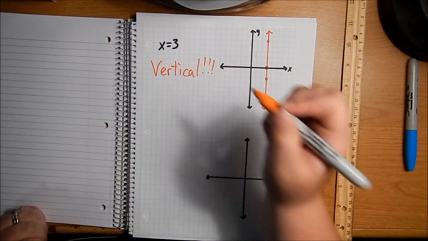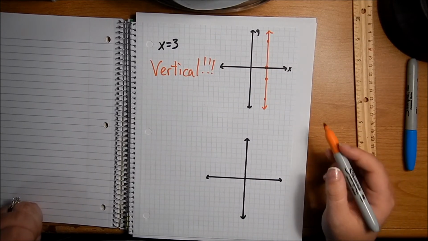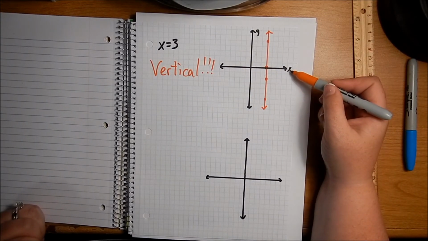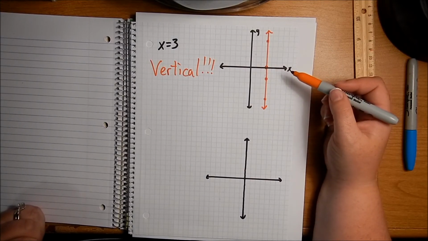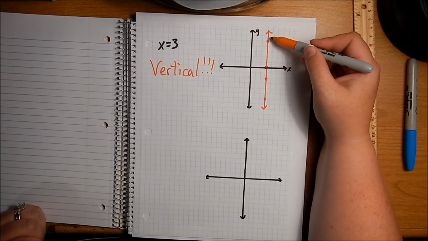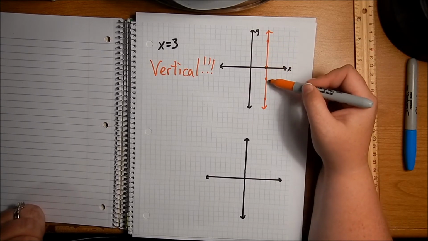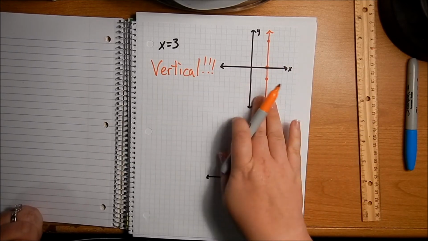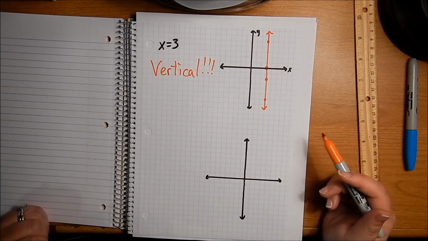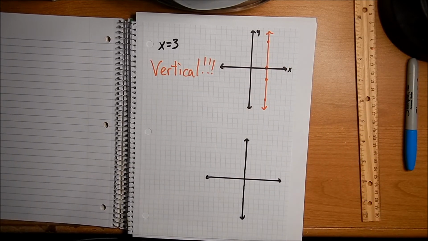Vertical line. Okay, I know it's confusing because you're thinking the x-axis is horizontal. So students always want to draw x equals 3 horizontally, but it's not. You have to think to yourself, isn't the value of x 3 everywhere on this line? Yes, so it's always going to be a vertical line. Always, always, always.